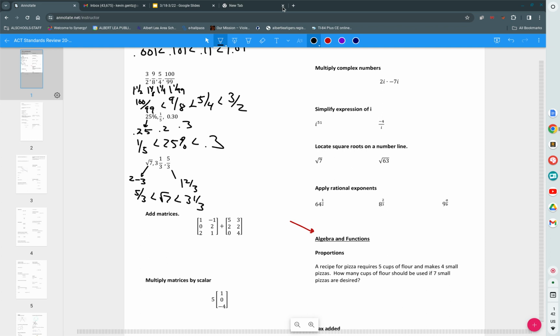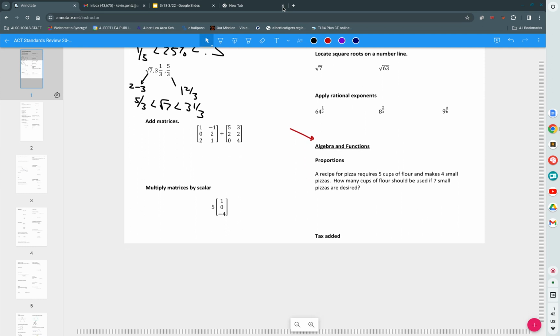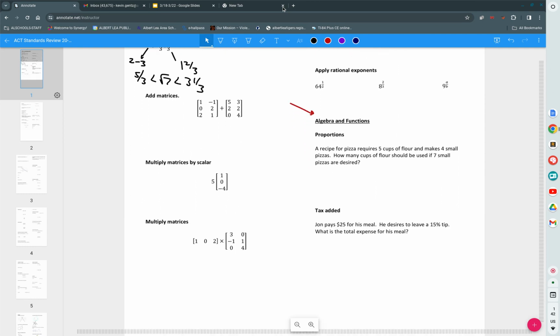Being able to compare your decimals and your fractions, a basic skill that hopefully we remember and we need to be able to apply. Other things that they want you to be able to do in number sense in order to score some points, to be able to add, multiply matrices. If you add matrices, this matrix here happens to be a 3x2 matrix. When we decide the size of a matrix, we always think of the rows by the columns. So 3 rows by 2 columns.